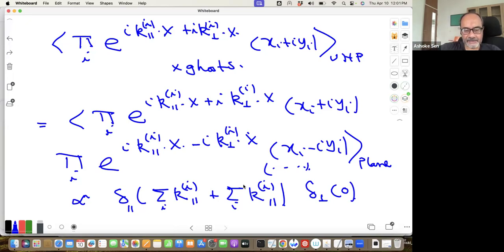Is this clear? So how do you interpret this delta 0? This is basically the volume of the transverse space, right? Infinite. Yeah, delta function of the momentum basically means that delta of 0 is the infinite volume of the transverse space, right?